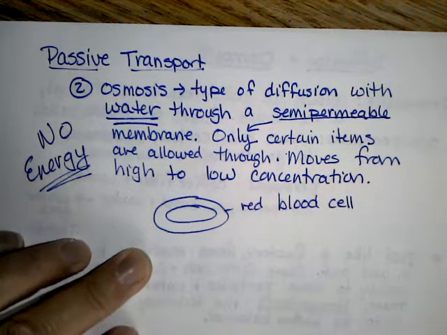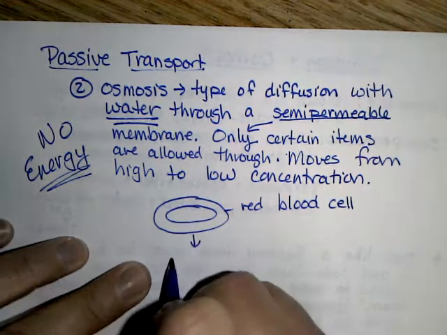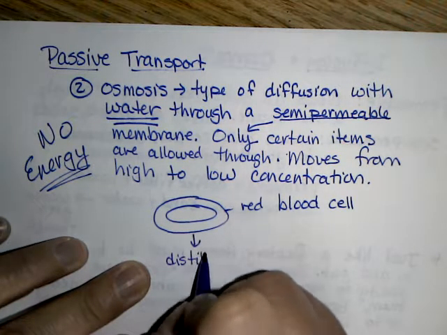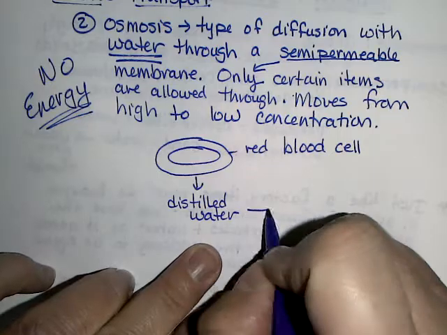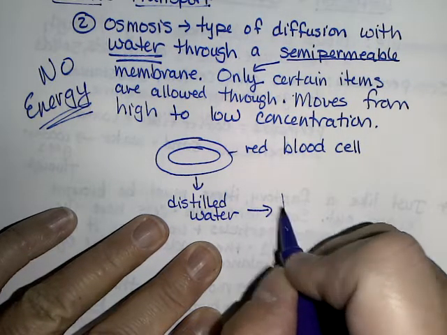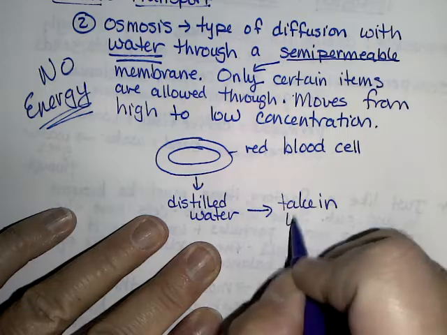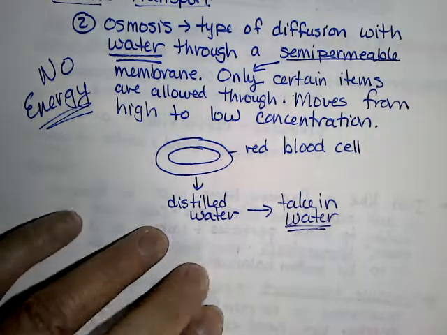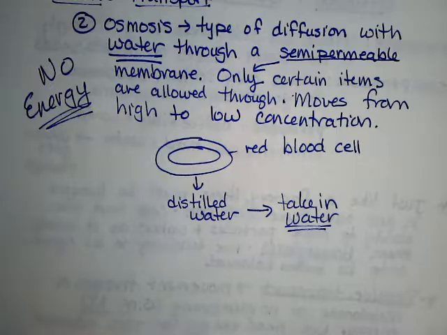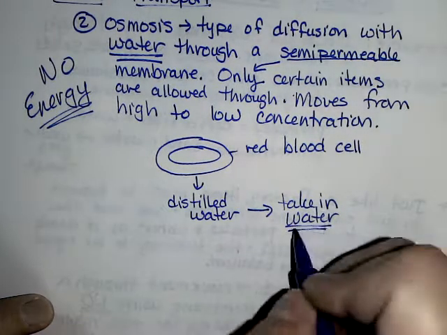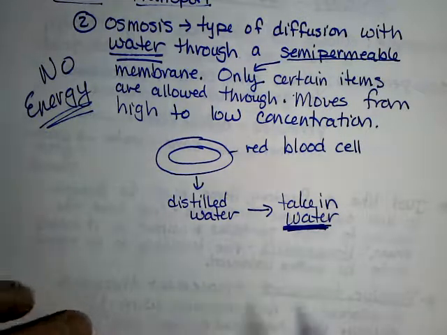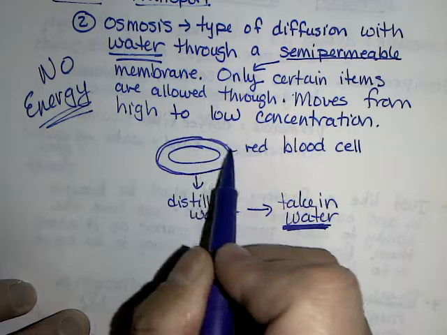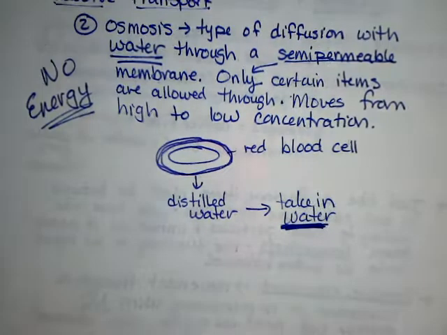Okay, and let's say I take this red blood cell and I put it in distilled water. Now, what happens to this red blood cell? This red blood cell will take in water. That's why it is osmosis, because it takes in water through a membrane. It's taking water through this cellular membrane that's on the outside.